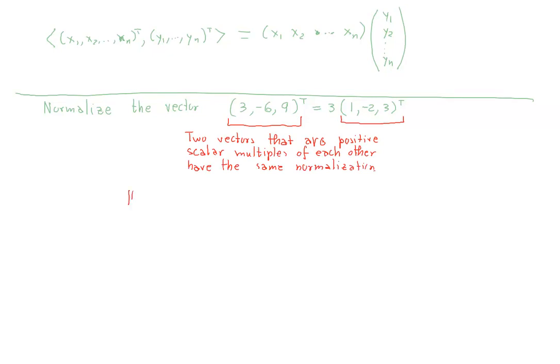And the norm of 1, negative 2, 3 is simply square root of 1 plus 4, which is 5, plus 9, which is 14. So square root of 14. And the normalization is 1 over square root of 14, negative 2 over square root of 14, and 3 over square root of 14. Okay, and that's it. And that gives you exactly the same thing that you would have found had you normalized 3, negative 6, 9. Of course, in order to see that they are the same thing, you would need to do some small simplification, but they are the same thing. Okay? Questions, please.